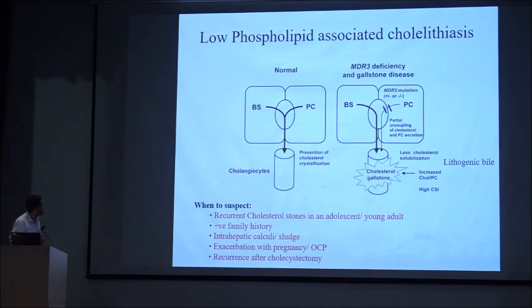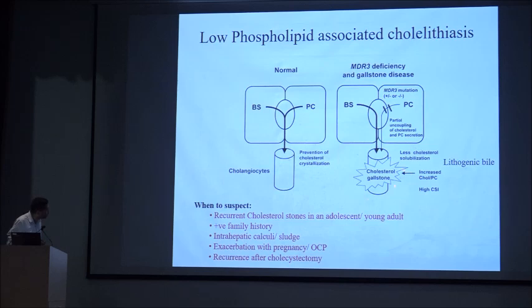Coming to the second part, that is low phospholipid associated cholestasis. I think the whole of the audience is well aware of this, that bile salt and phospholipid are both required to form micelles. If there is an MDR3 mutation, phospholipid will not come, so the micelles will not form and cholesterol will precipitate. So it will be a lithogenic bile.